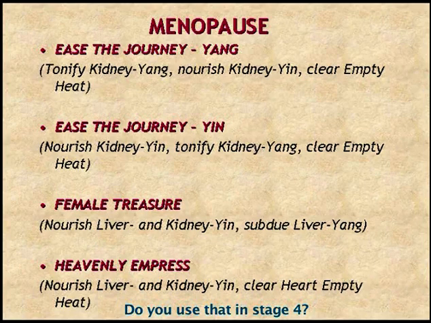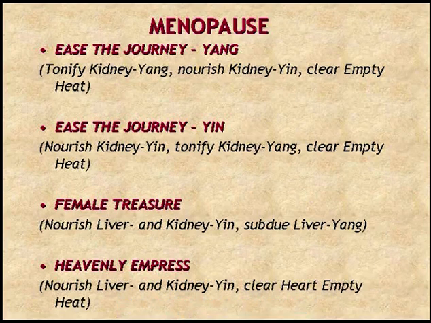No, I would say primarily 2 and 3 as well. Heavenly Empress is a variation of the famous Tian Wang Bu Xin Dan, which is for, actually you should add here, liver yin, kidney yin, and heart yin, and clear heart empty heat.